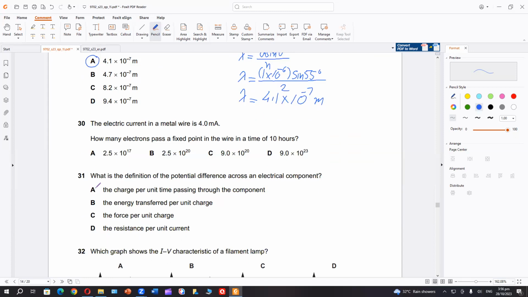The electric current in a metal wire is 4 milliampere. How many electrons pass a fixed point in the wire in a time of 10 hours? So for that case, what's the formula? These are the formulas. So if you equate them, what is the value of e? 1.6 times 10 to the power minus 19. Oh, that's right, minus 3.